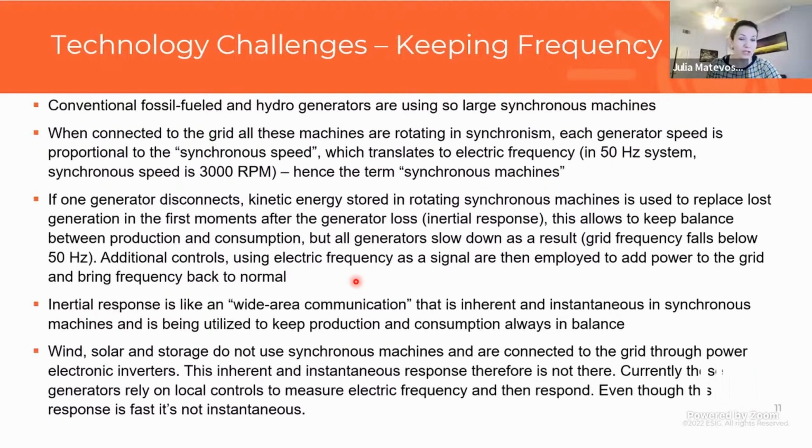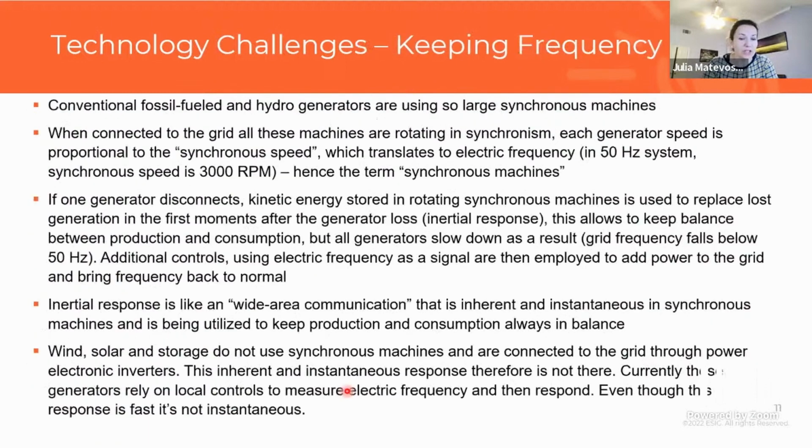Currently, wind, solar, and storage generators rely on local controls to measure electric frequency and then respond. Even though their response is very fast, and actually faster than the control-activated response of synchronous machines, it's still not instantaneous. When I was talking about the additional controls on synchronous generators that sense frequency decline and inject more power into the grid, these controls are slower in synchronous generators compared to inverter-based resources such as wind, solar, and storage. But this instantaneous kinetic energy injection is not there, because there is this kind of inverter wall between the grid and the generators.